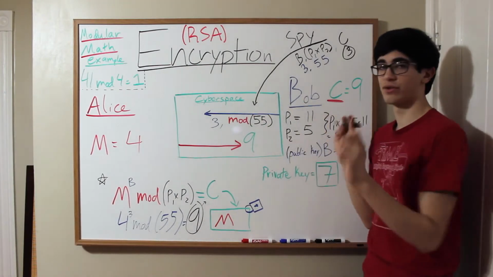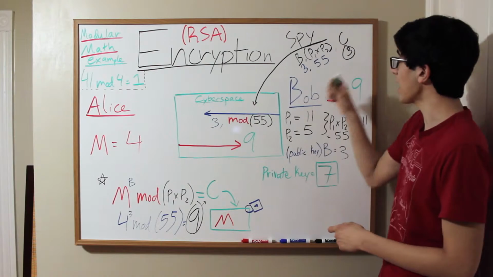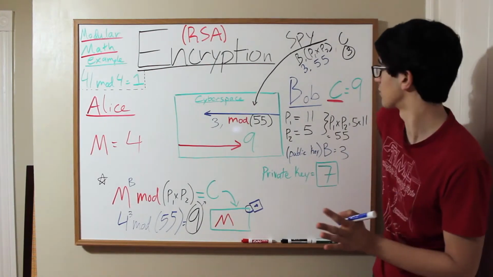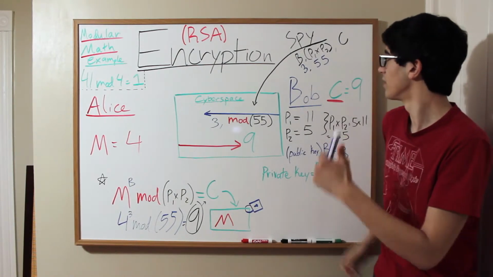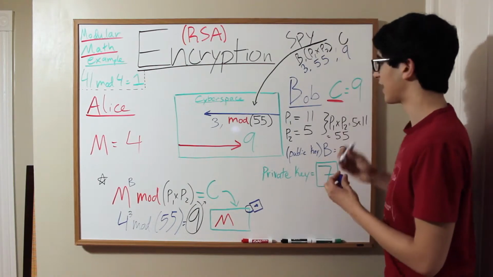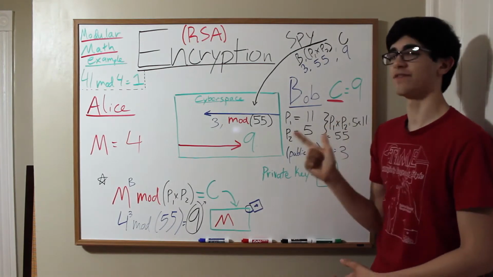Notice, the only person who knows what the message is, is Alice. The message is nowhere in cyberspace, and it's important to note that the spy, who is constantly monitoring cyberspace, has no idea what the message is. He only has these 3 numbers: 3, 55, and now 9. Making sense of that is very hard because he knows the remainder is 9, the mod's 55, and it's some power of 3.